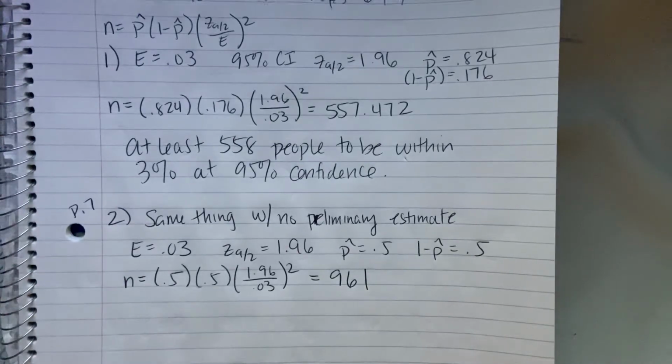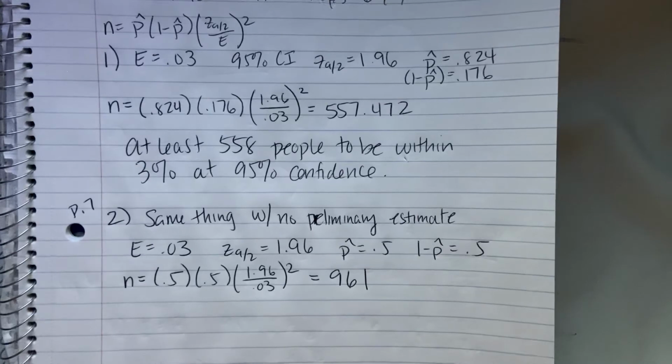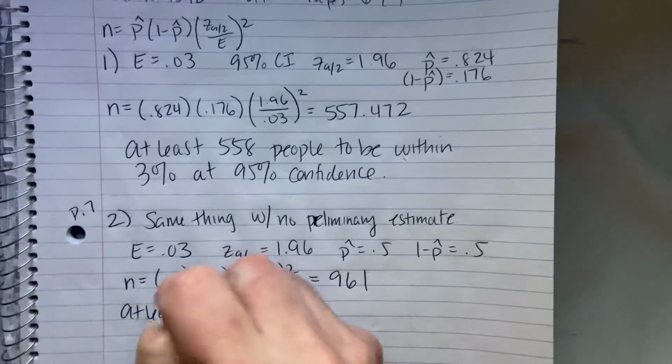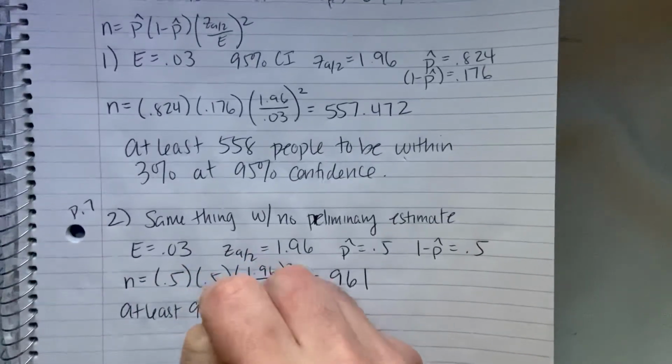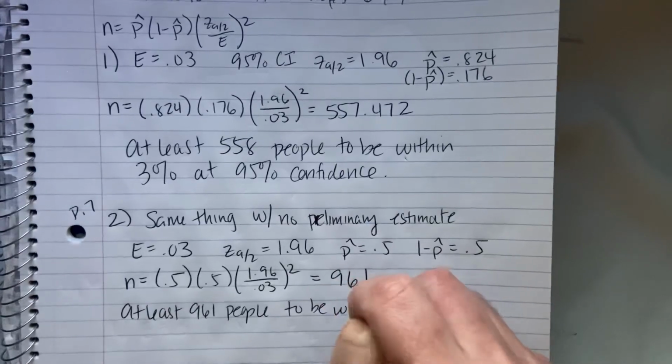Okay, so what happens here? 961. How does that compare? We needed a lot more people. That's because we didn't have any knowledge going in of what we expected it to be. So in order to cover our bases, we needed more people. So at least 961 people, in this case, to be within 3% at 95% confidence.